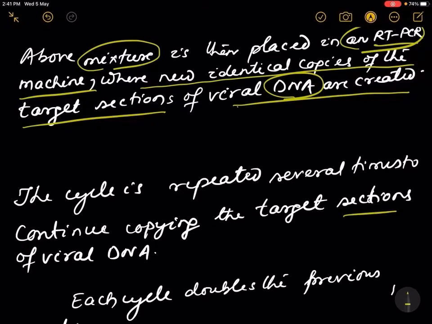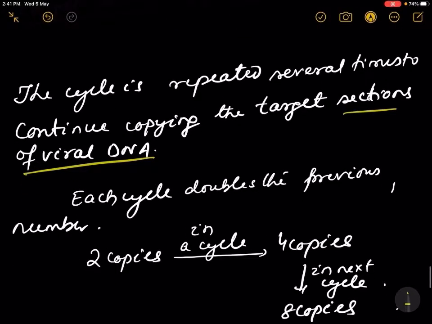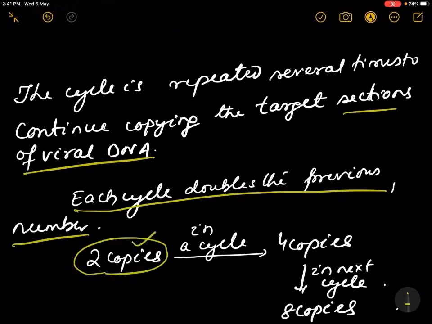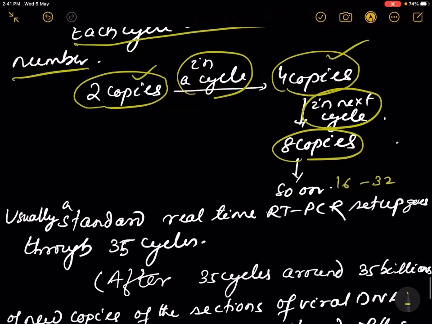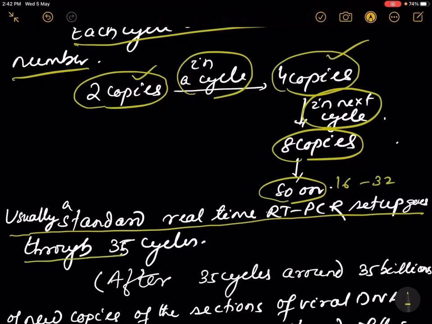Each cycle doubles the previous number. If there are 2 copies in a cycle, it becomes 4 copies. In the next cycle, it becomes 8 copies, then 16, then 32, and so on. Usually, a standard real-time RT-PCR setup goes through 35 cycles.